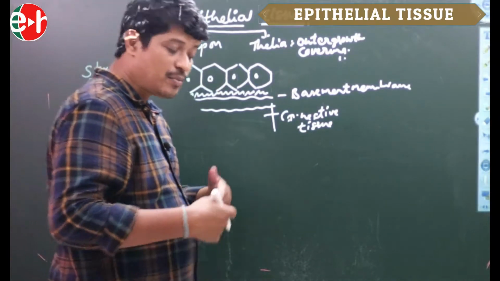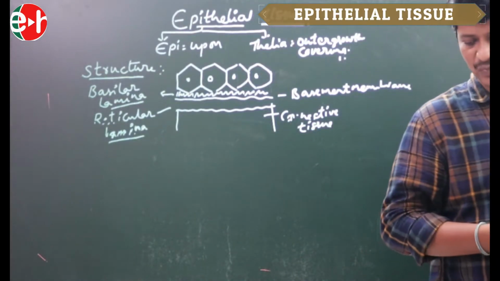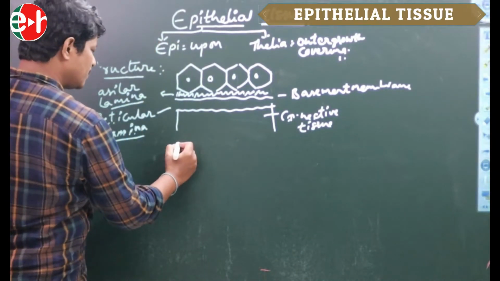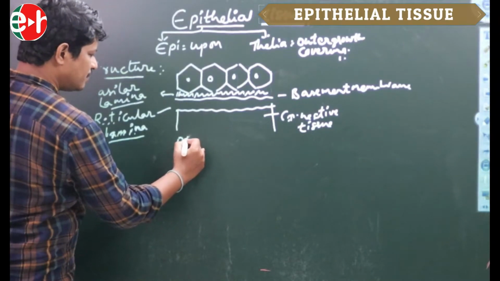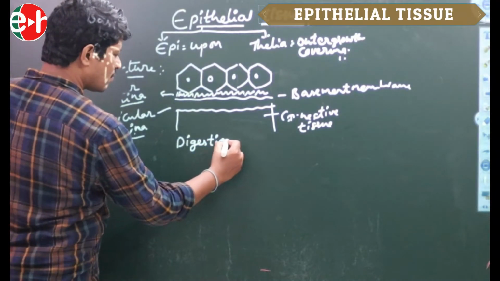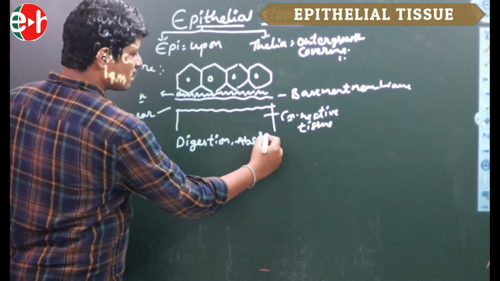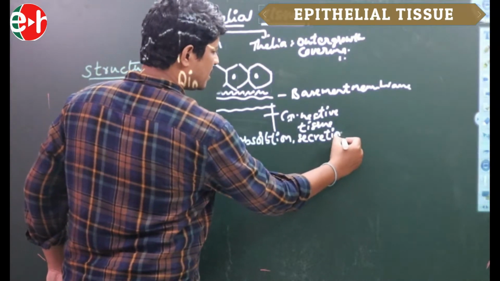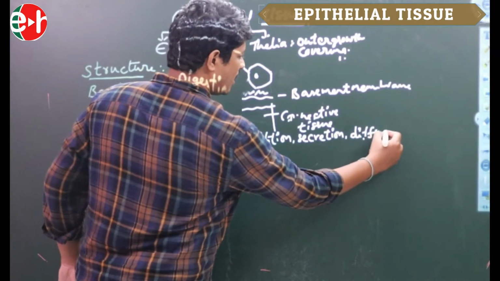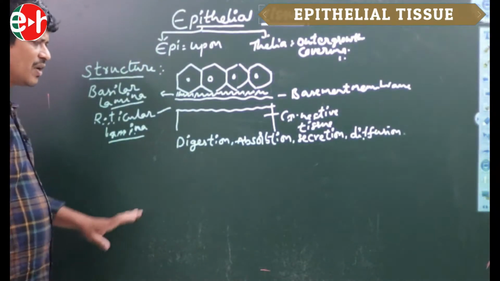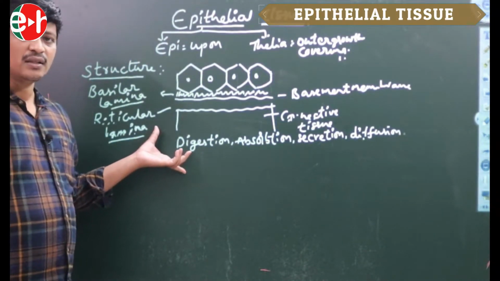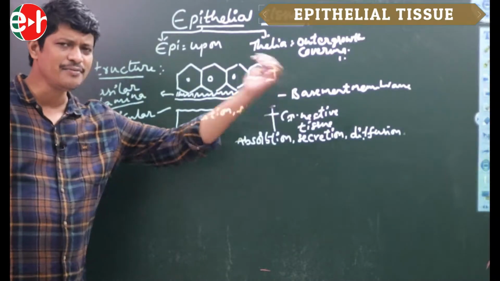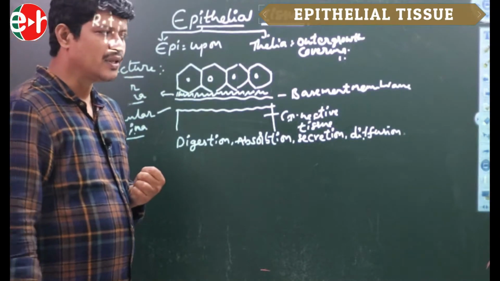Now we are going to discuss the types of epithelial tissue. See here, the functions of the epithelial tissue are digestion, absorption, secretion, and diffusion. These are some common functions of the epithelial tissues. The epithelial tissues are used for digestion and absorption, secretion and diffusion. These are the functions of the epithelial tissues.